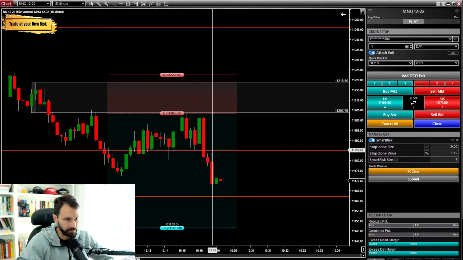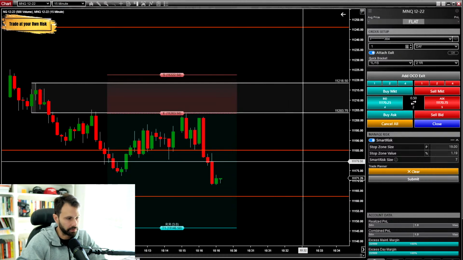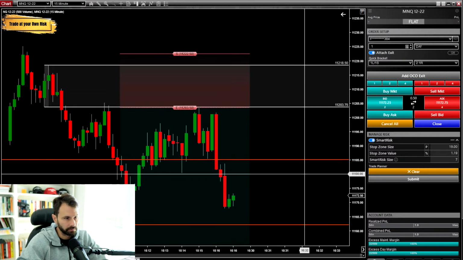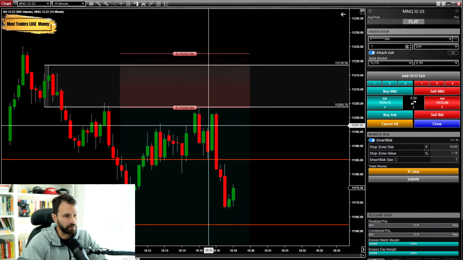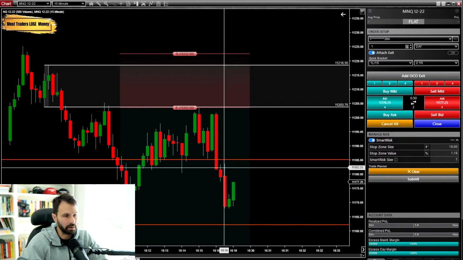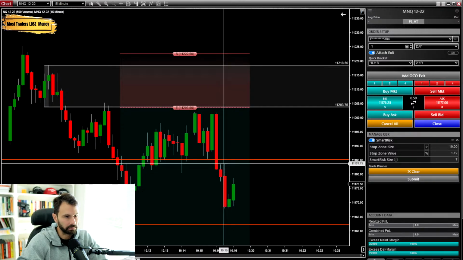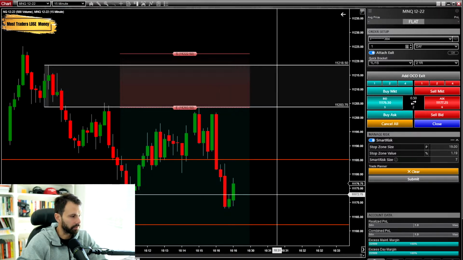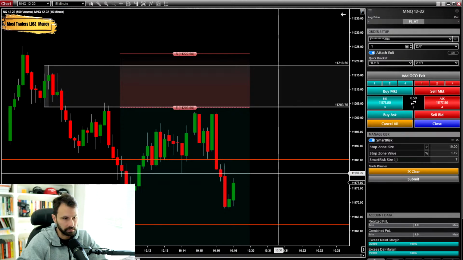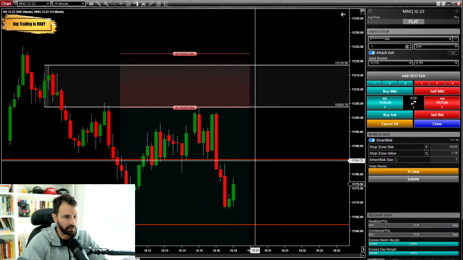I like this too, but this one didn't touch. This is not a bad area though, but ideally a touch here would have been a nice signal for me.